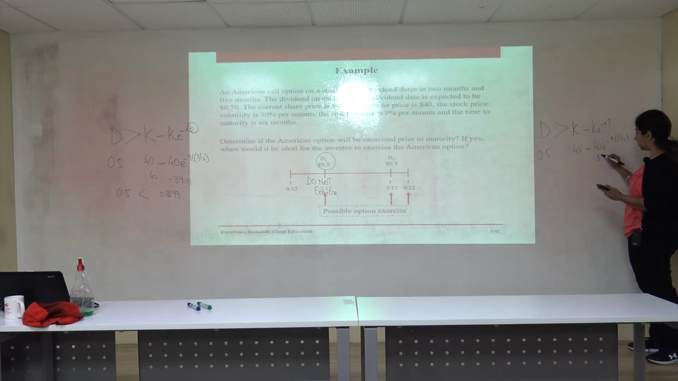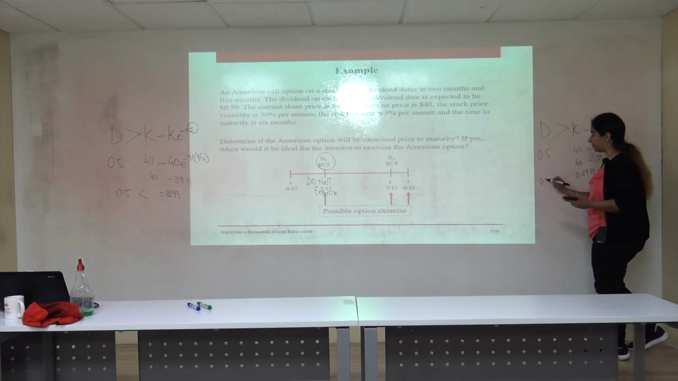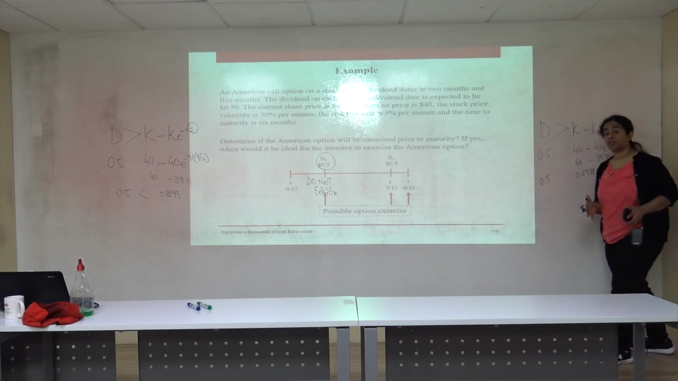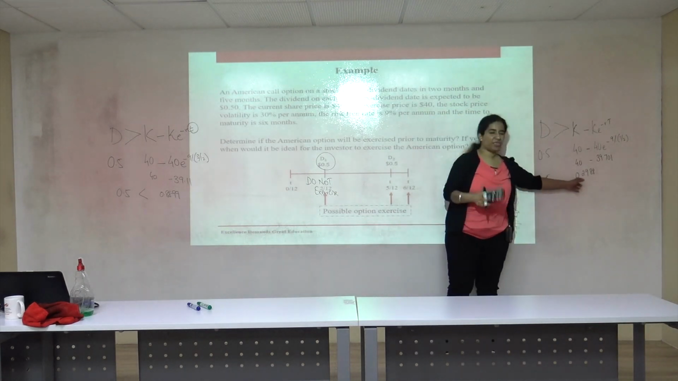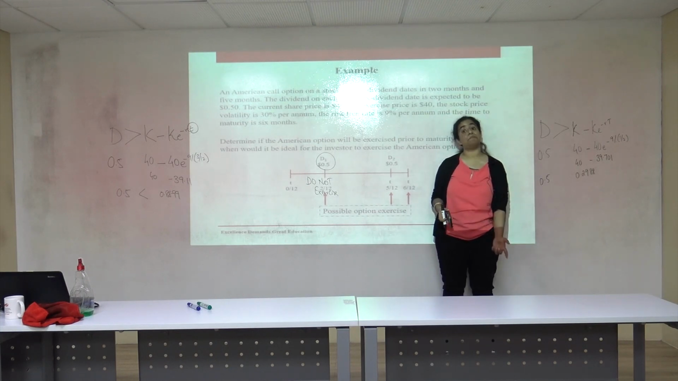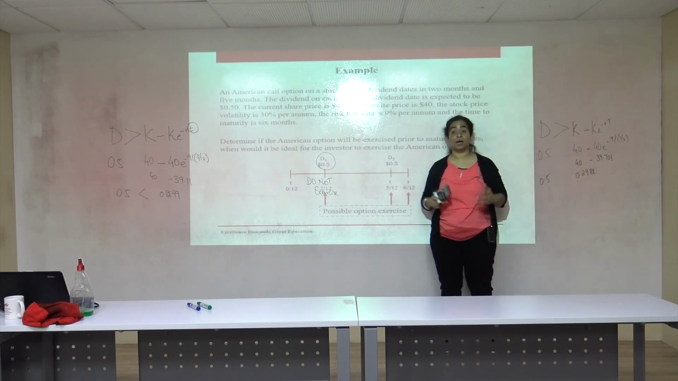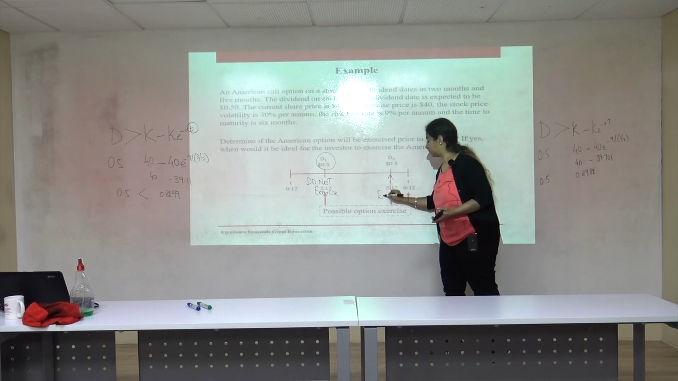I got 39.701 versus 40, and then the difference is 0.2988 versus 0.5. Now it makes sense to exercise early because you're spending around 30 cents extra to get the stock, but then you're going to get back 50 cents. So technically, you're still going to be better off by 20 cents. So you will exercise early.